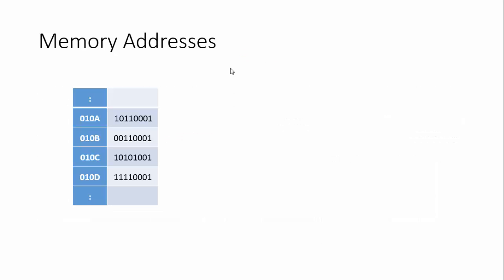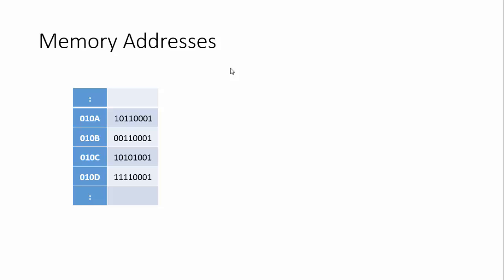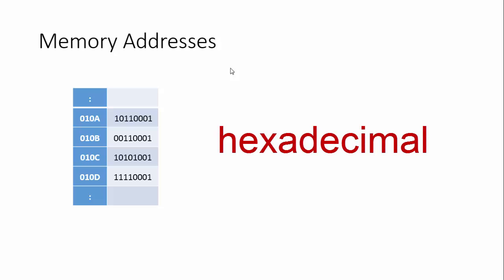Imagine going to the post office where all the post boxes are. Each of those boxes would represent 8 bits or a byte, and each of those boxes would have its own address. Imagine that memory works the same way. Every 8 bits in memory has its own address. Memory addresses are represented in a numbering system called hexadecimal.